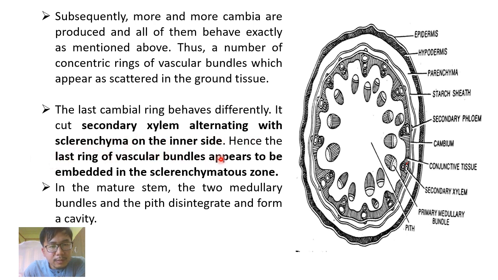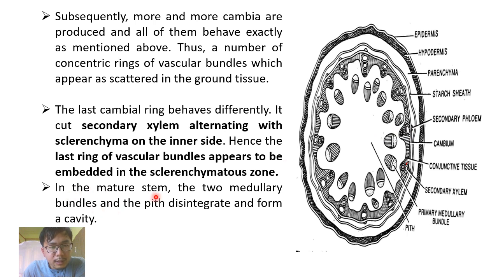Hence the last ring of vascular bundle appears to be embedded in the sclerenchymatous zone. So since the last cambium produces secondary xylem alternating with sclerenchyma, this portion, the last one, appears to be embedded in a sclerenchymatous zone. All right, as if the vascular cambium were arranged under sclerenchymatous tissue.